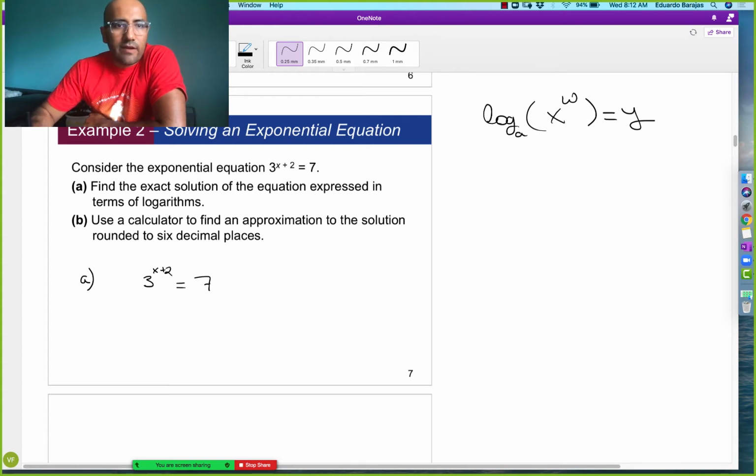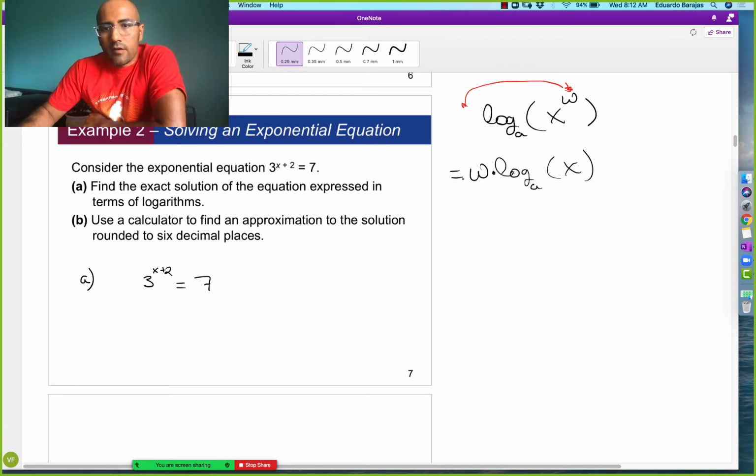One of the properties, and in fact we don't even need the equals y. One of the important properties of logs is that it lets you bring this exponent that's up here, this guy, it lets you bring it out in front. We can say that this whole thing is equal to log base a of x multiplied by the w out in front here, like a linear factor. Right? So it lets you bring that exponent out in front.